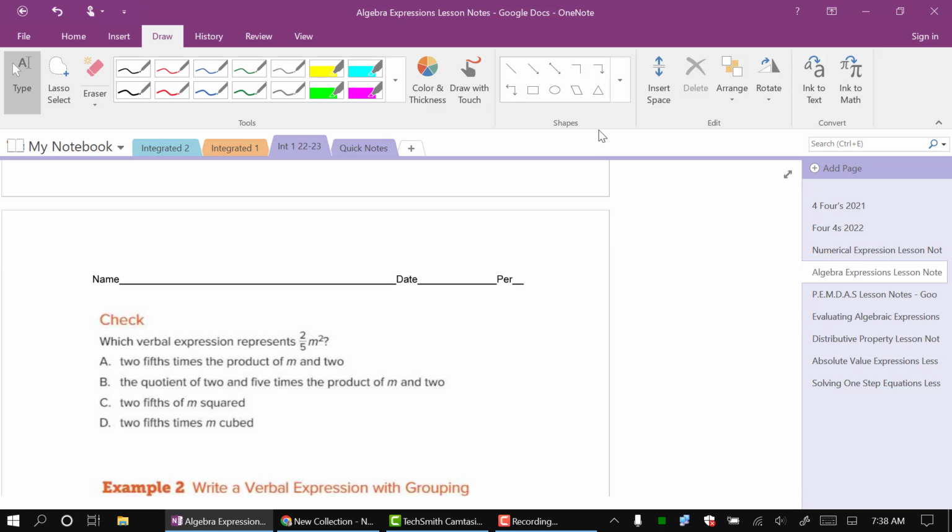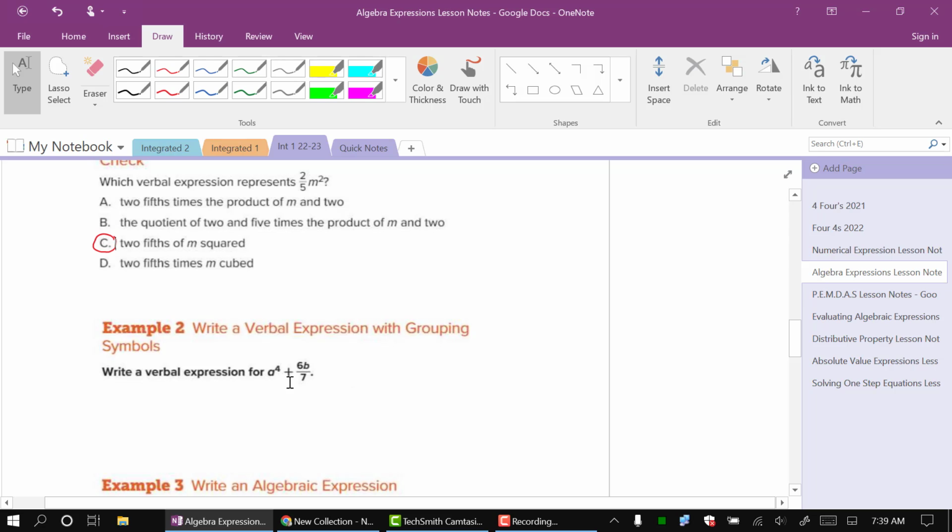So let's take a look at this next one. Which verbal expression represents 2/5 m squared? When we look at this, this is going to be 2/5 of m, or times m, and then m is going to be squared. Well, 2/5 times the product of m and 2? No, because it's not the product of m and 2, it's m squared. The quotient of 2 and 5 times the product of m and 2. Again, not the product. 2/5 of m squared. There it is. And then this is not cubed. Cubed would be a little 3.